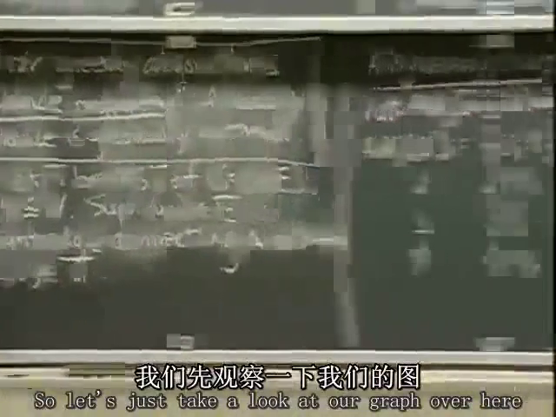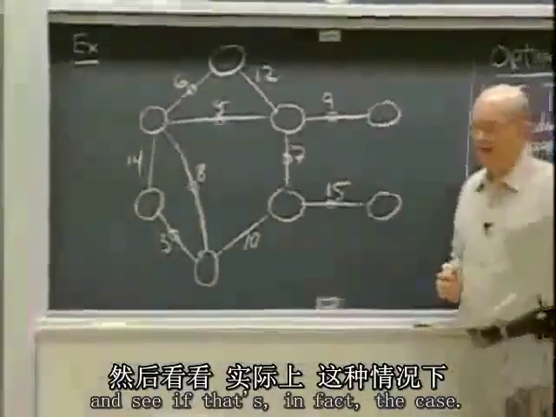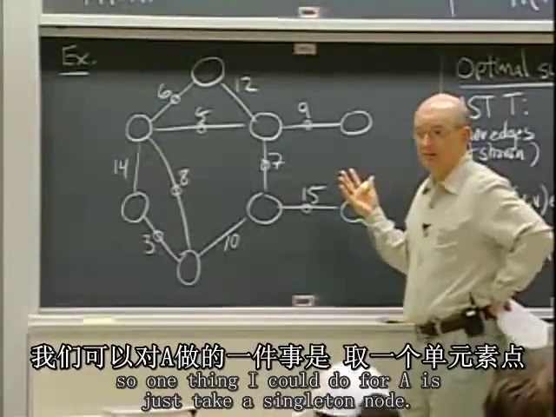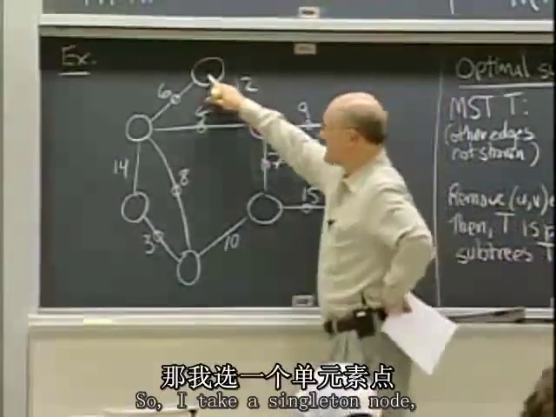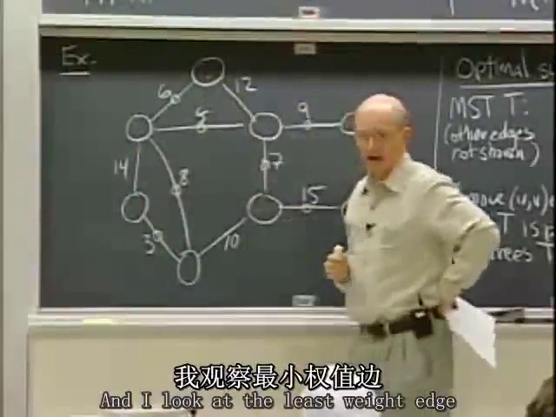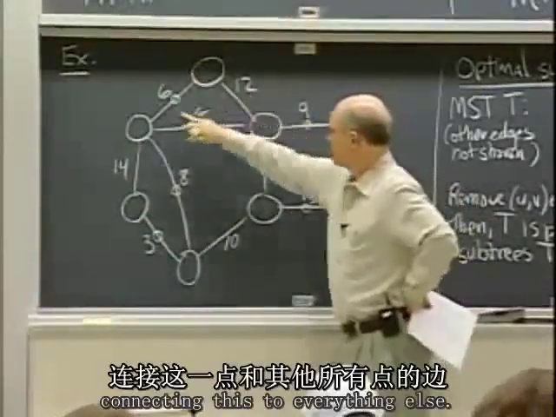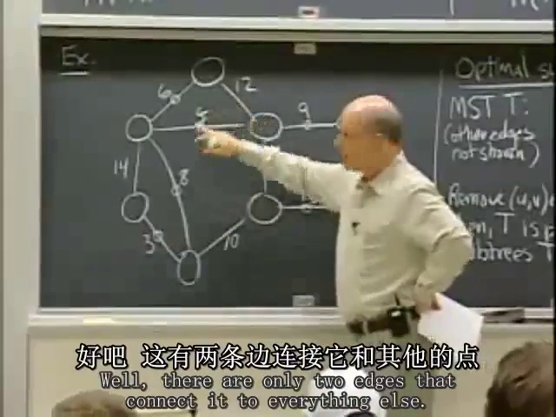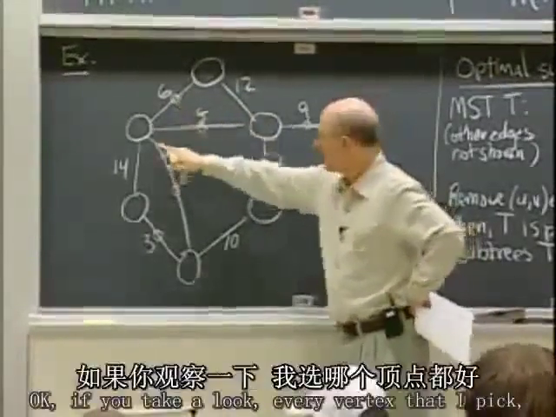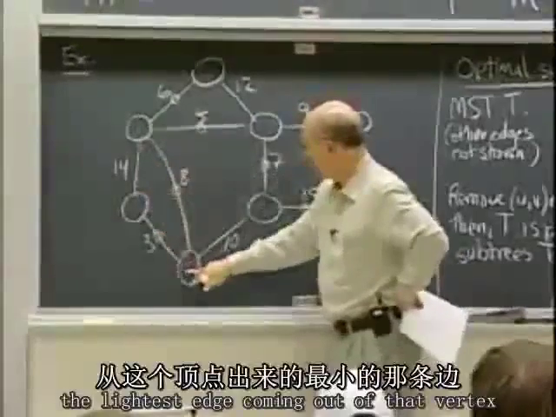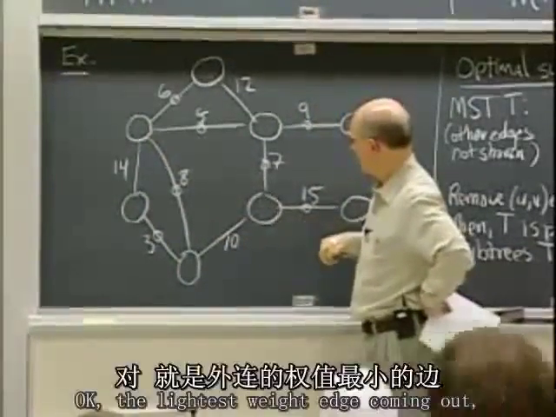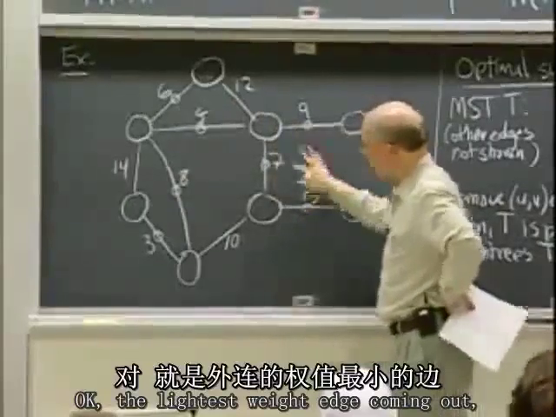So let's just take a look at our graph over here and see if that's in fact the case. One thing I could do for A is just take a singleton node, let's say this guy here, that can be my A, and everything else is V minus A. And I look at the least weight edge connecting this to everything else. Well, there are only two edges that connect it to everything else. And the theorem says that the lighter one is in the minimum spanning tree. Hey, I win. If you take a look, every vertex that I pick, the lightest edge coming out of that vertex is in the minimum spanning tree. But that's not all the edges that are in here.